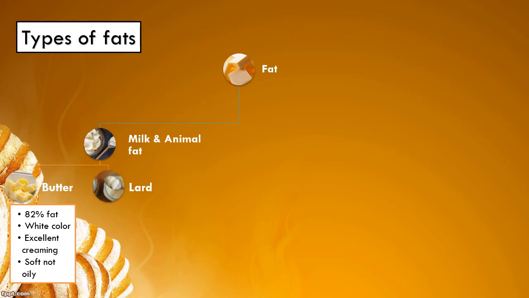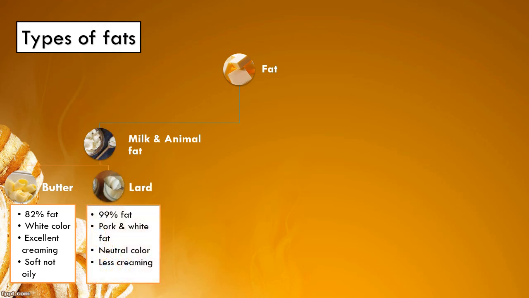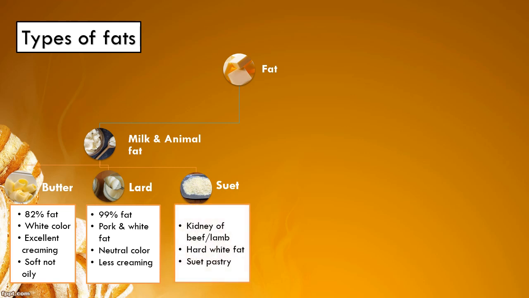Lard is another type of animal fat which contains 99% fat. This type of fat is obtained from pork and is known as white fat. It exhibits neutral color and has less creaming quality. The third example of animal fat is suet, which is obtained from the kidney of beef or lamb. It is a hard white fat and is used to prepare suet pastries.